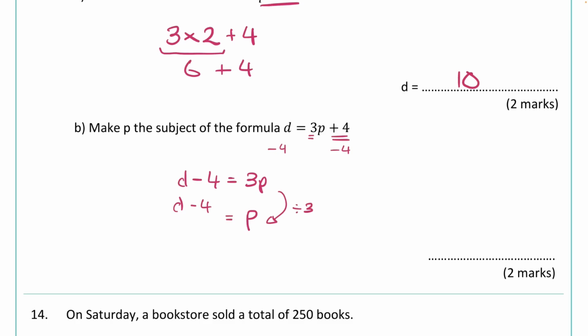On the left, we just need to write that as a fraction. So d minus 4 all divided by 3. Now you can swap that round so we can have p equals and then put the d minus 4 over 3. Or you can leave it as equals p. Either way would be absolutely fine. But there we go, that is making p the subject.